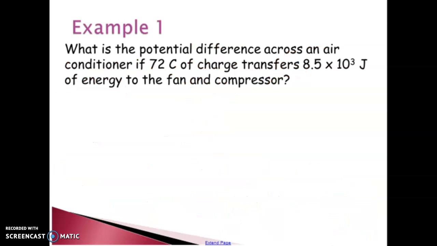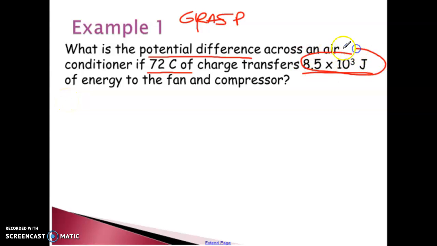So let's start taking a look at some examples. Once you learn how to do one, they all become very familiar. Again, we're going to be using GRASP. We're doing a word problem here. What is the potential difference across an air conditioner if 72 coulombs of charge transfers 8.5 times 10 to the 3 joules of energy? Remember, we did look at scientific notation numbers way back at the beginning of this course. You should be able to put this into your calculator to do the calculations.